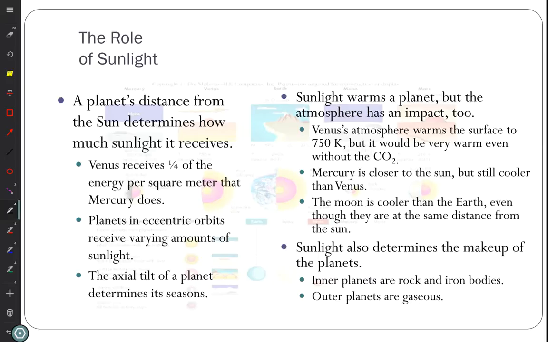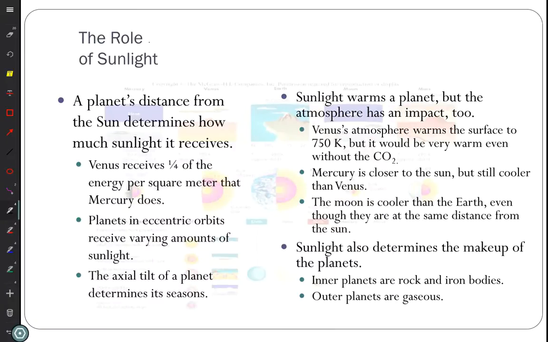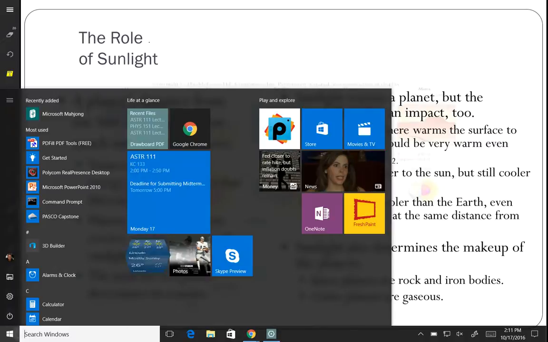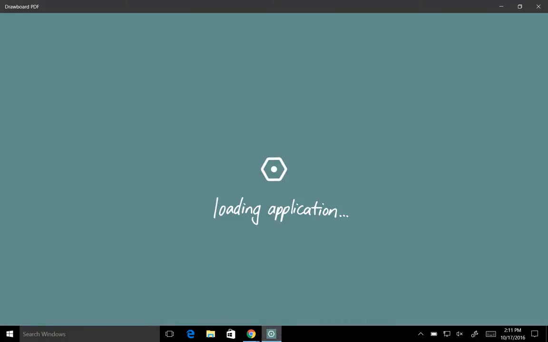Notice there's some other things here. The role of sunlight is excellent. Just another problem. Okay, when this happens, I've learned my trick. Close it. That didn't close it. I'm failing most miserably. And then reopen it, and it tends to work again.